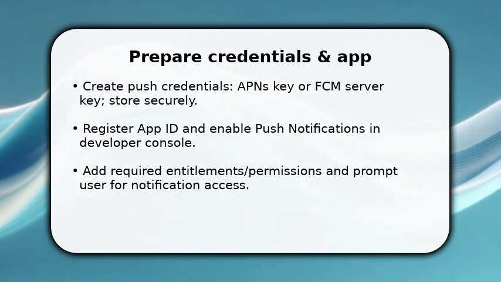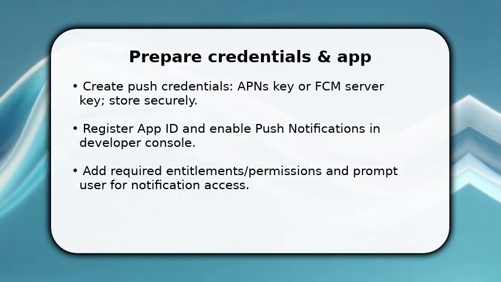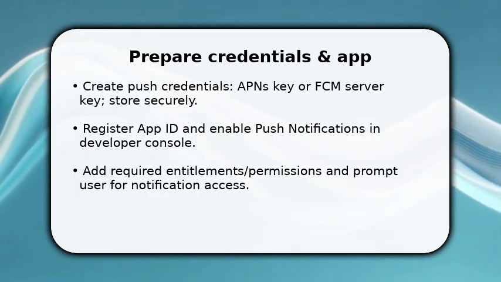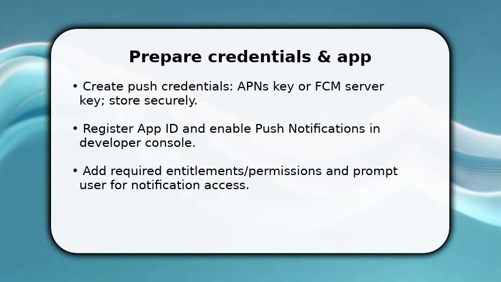You start by generating and installing the credentials the service needs. Create an APNs key or obtain an FCM server key, then upload it to your backend. Once done, enable push notifications on the app ID and add the entitlement to your project.